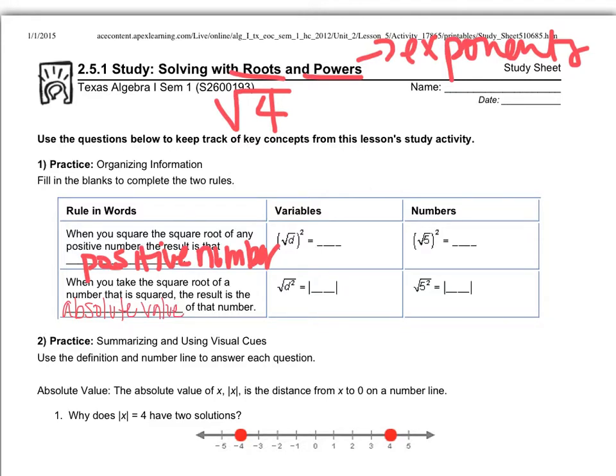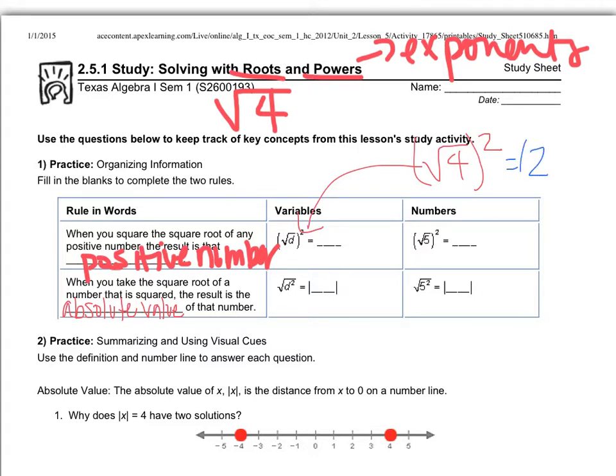So let's, for example, look at the square root of 4 squared, which is exactly what this first problem says. I've just put a number in there instead of a letter. What they're telling us is that I should end up with just the number 4 itself. But let's actually do the work. The square root of 4 is whatever number times itself gives you 4. Well, the square root of 4 is 2.